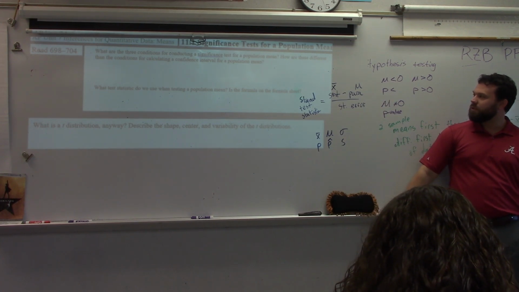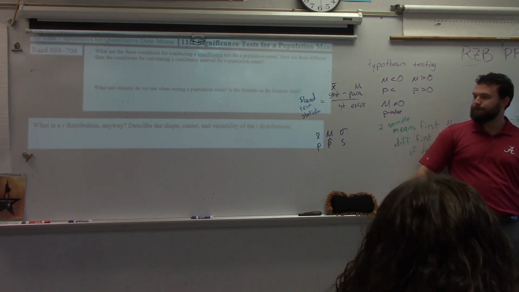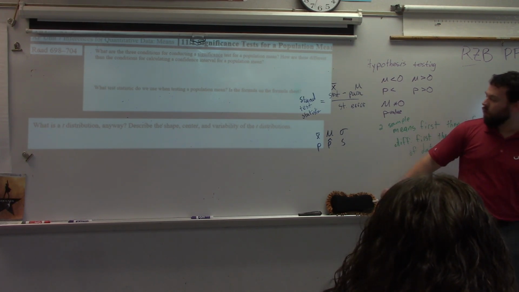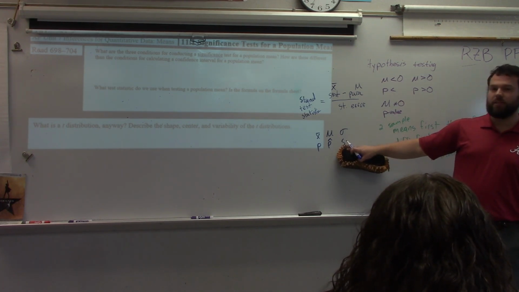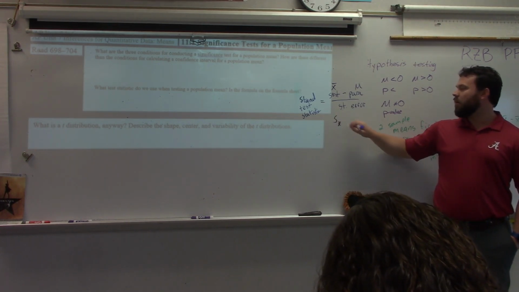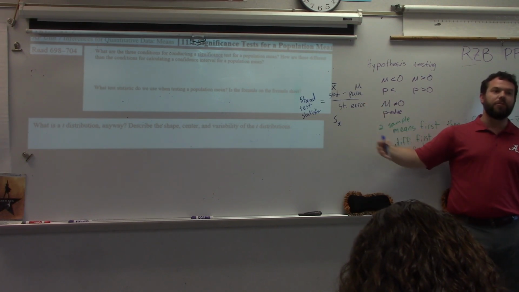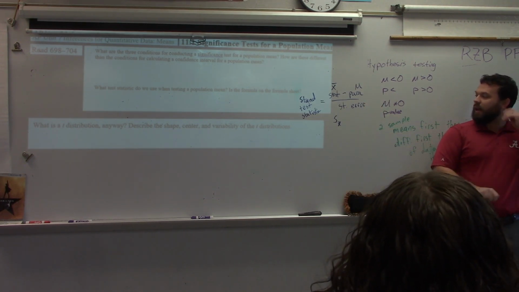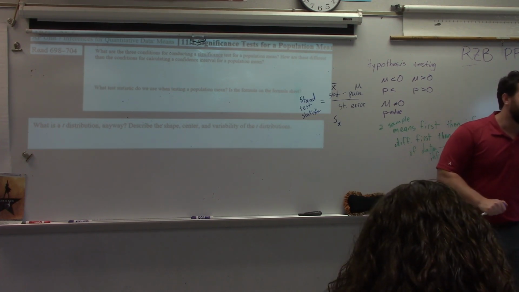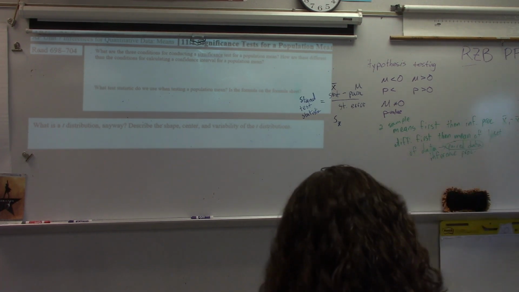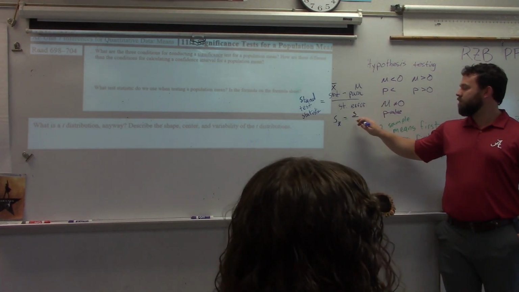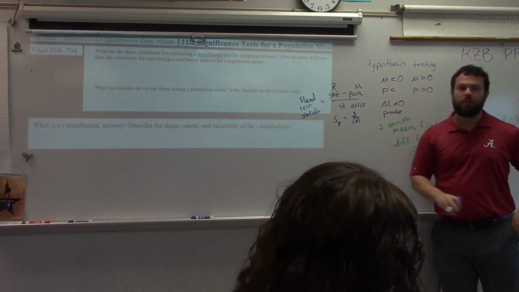What symbol do we use for standard error? Sigma, or s typically, because we usually don't have sigma. It's s sub x bar, and this is what the formula sheet does give you. What is the standard error of x bar? This is where you want to use that formula sheet. It's s divided by the square root of n.